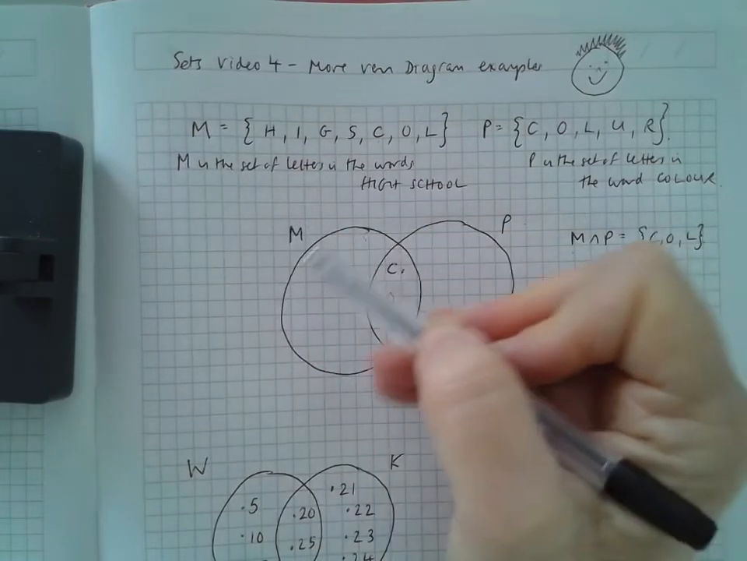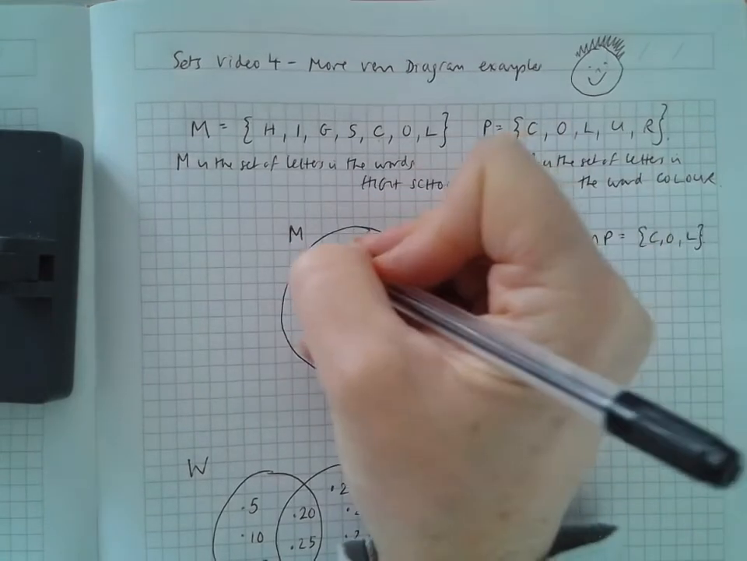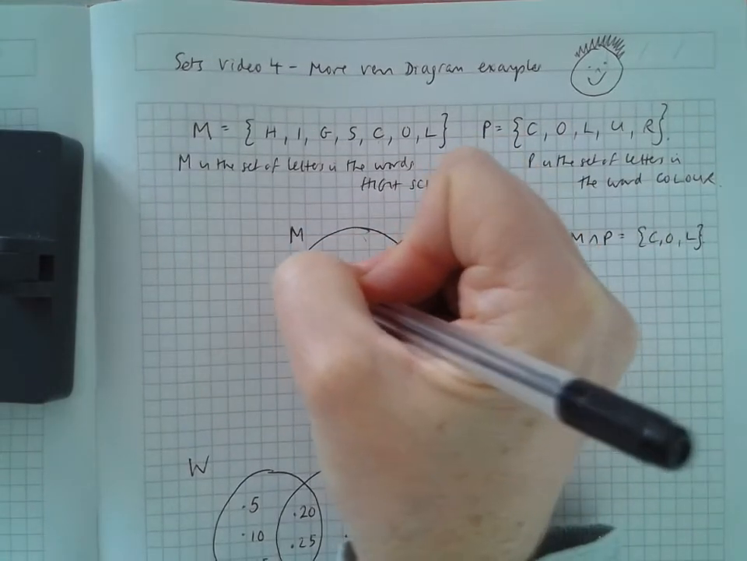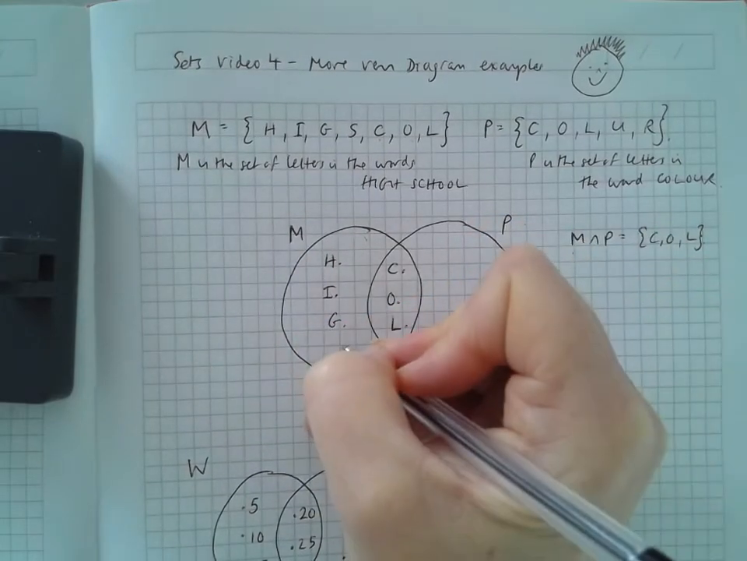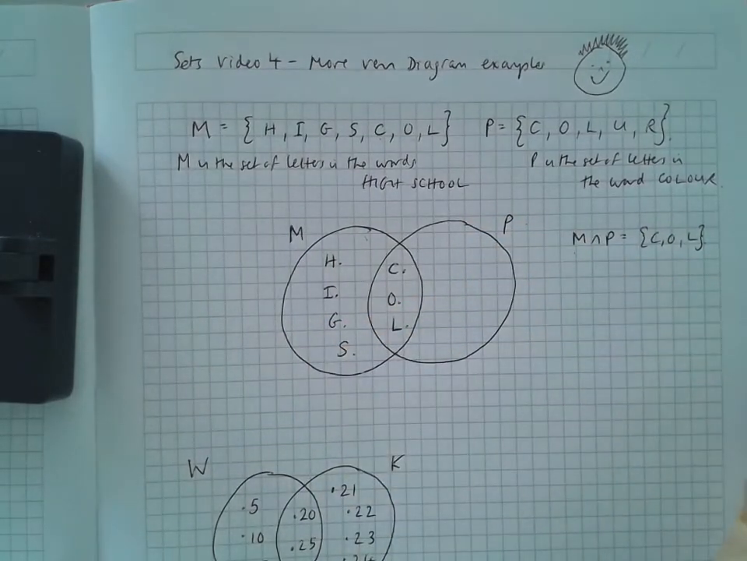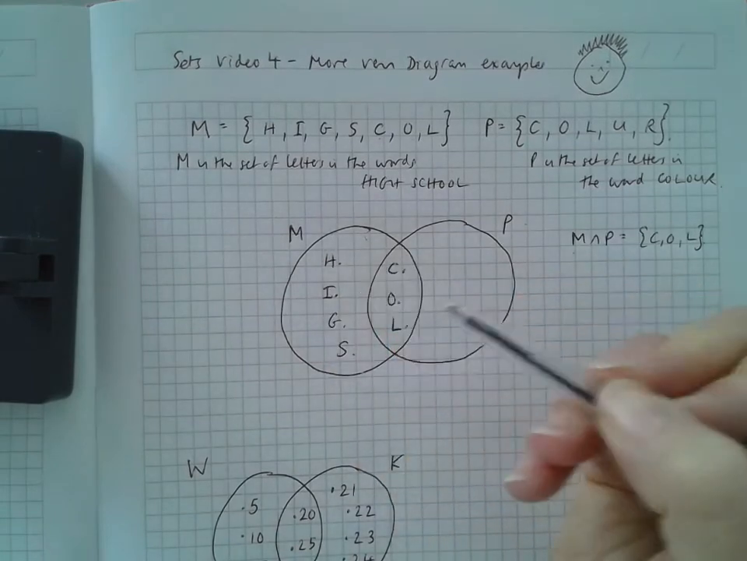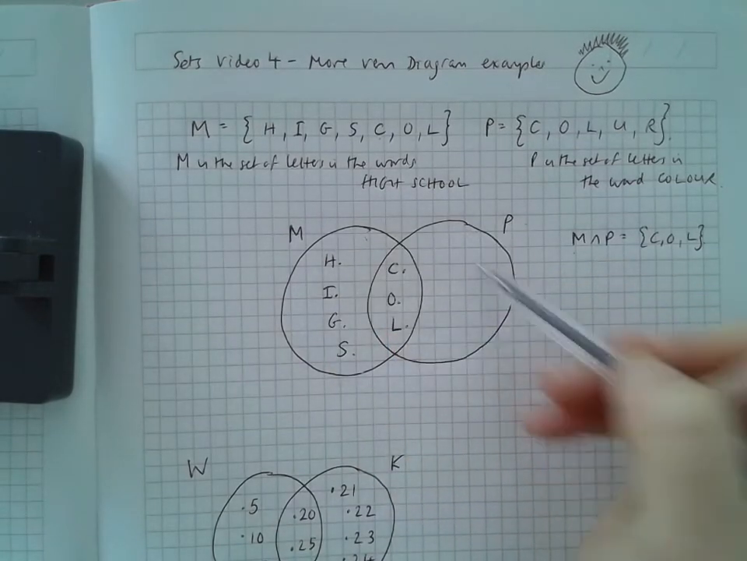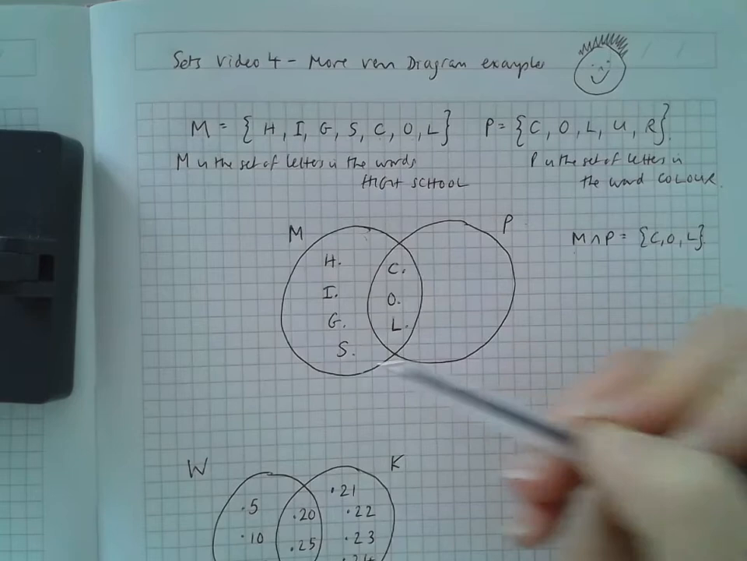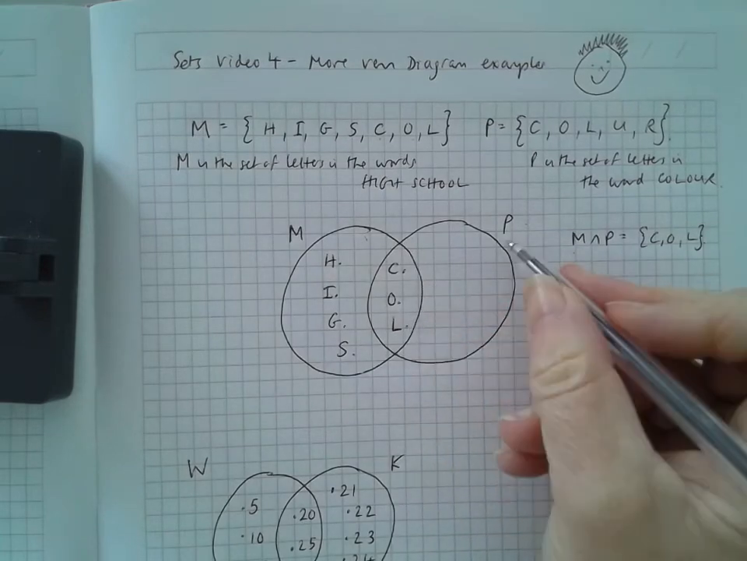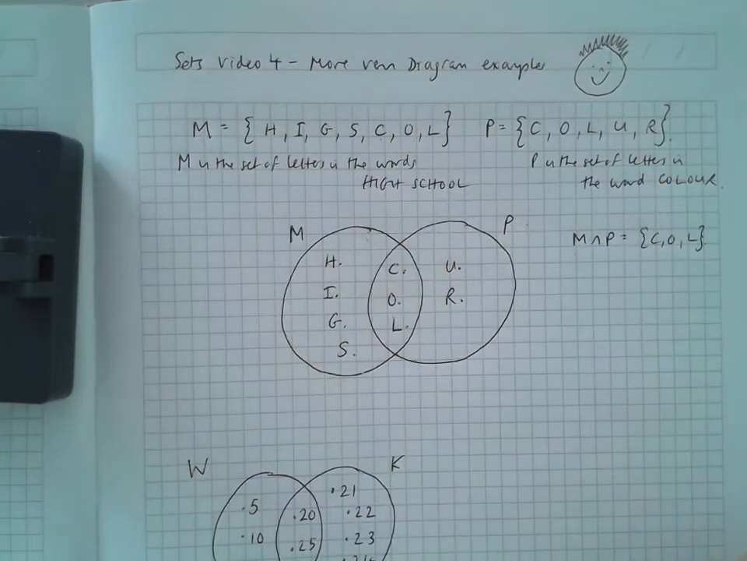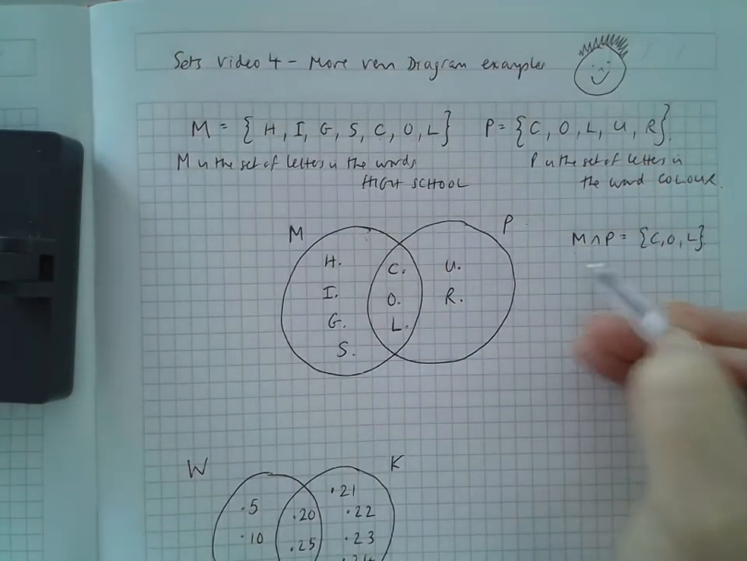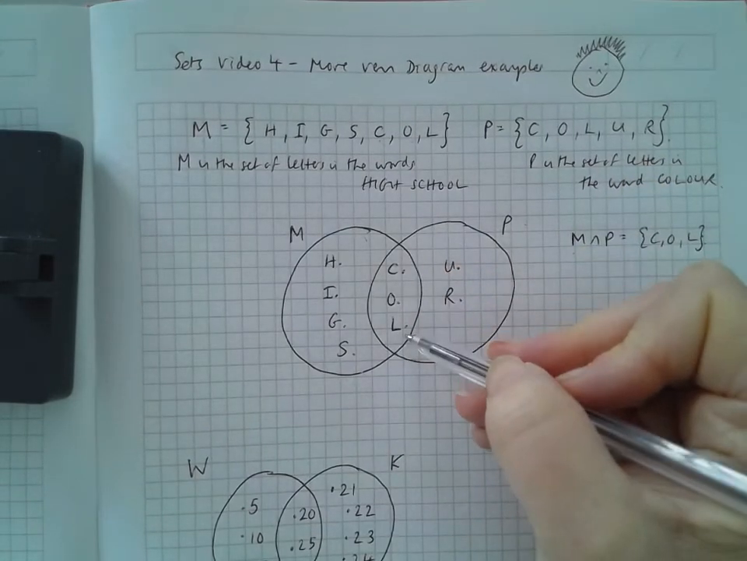Now, what goes in the rest of set M? I need an H, an I, a G, and an S. So they go in the rest of set M. They don't belong in P, so they can't go in this circle. They just go in the other part of the circle M. And what else goes in P? I need a U and an R. So M intersection P is C, O, L.